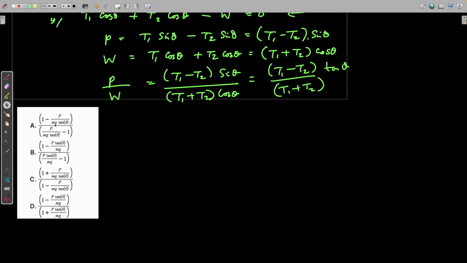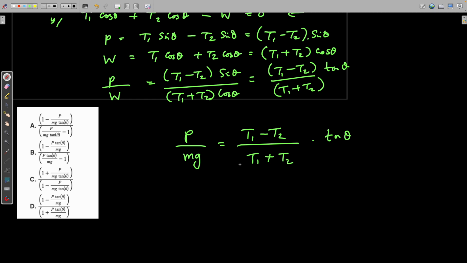In the multiple choice, there's mg's here, and that's just W. So W equals mg. So I'm just going to do a little bit of rewriting this. So P over mg, which is the weight, equals T1 minus T2 over T1 plus T2 times tan theta. So if we want to get a ratio of T1 to T2, we're going to have to get T1s on one side, T2s on the other.